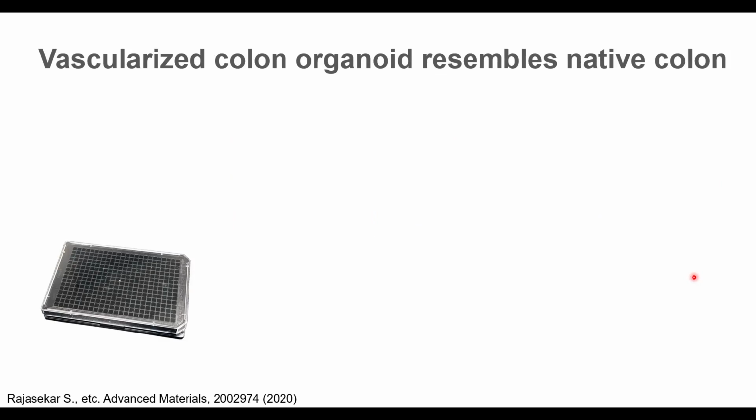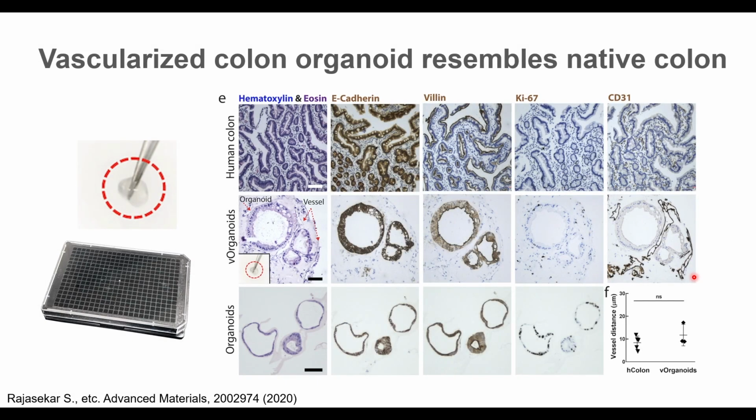Now, one nice thing about this platform with its open well design is we can easily extract the tissue from the device and perform histological sections on the tissue and compare it directly with native colon tissues. And so that's what you see here. From the histological section, you can clearly see the colon epithelial cells are maturing and polarizing, with Villin staining on the apical surface, while the endothelial cells self-assemble and form this perfusable vasculature that closely wraps around these colon organoids. And this is exactly what you see in the native colon, which is also highly vascularized.